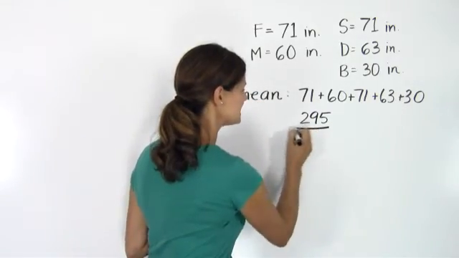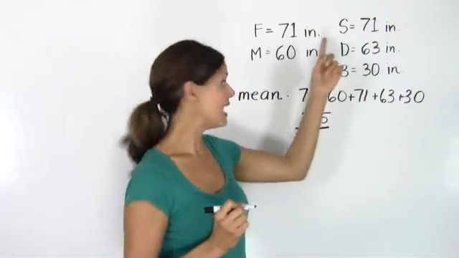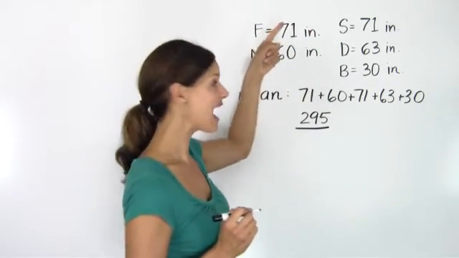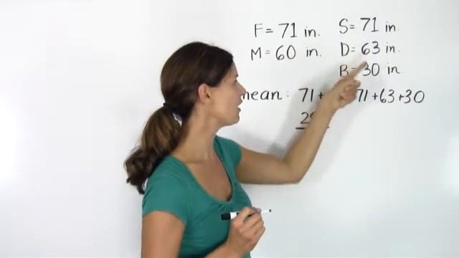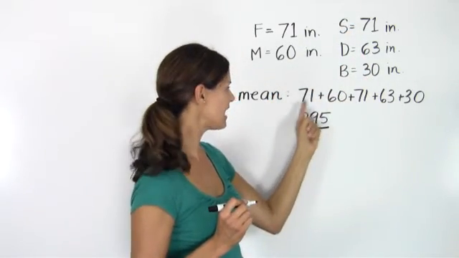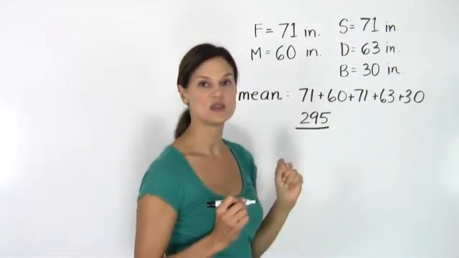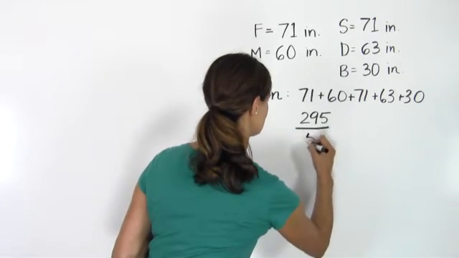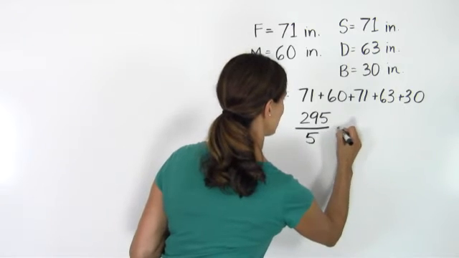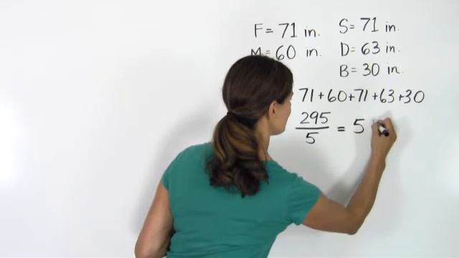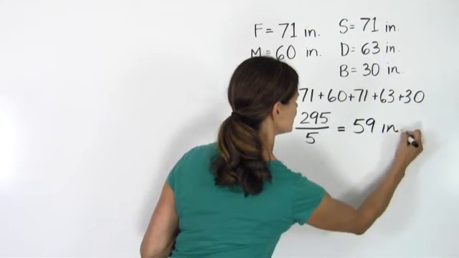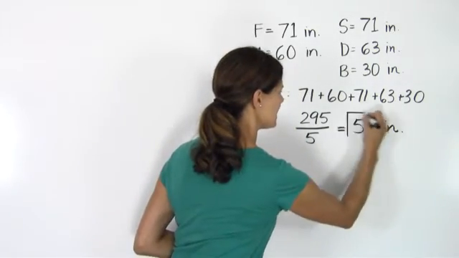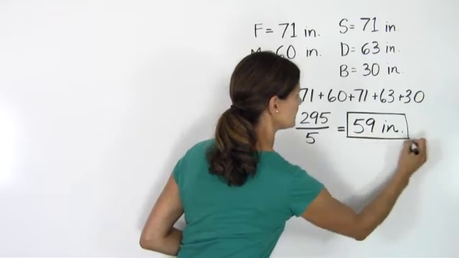And then we need to divide by the number of items in our data set. There's a family of 5, so 1, 2, 3, 4, 5. 5 items that we added together, so we need to divide by 5. So 295 divided by 5 equals 59 inches. So the mean height of this family is 59 inches.